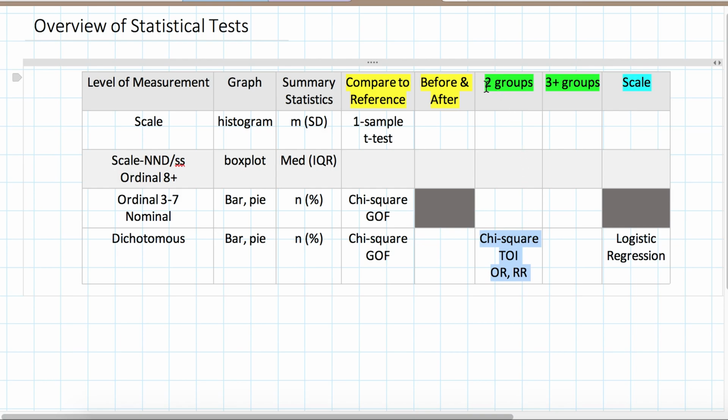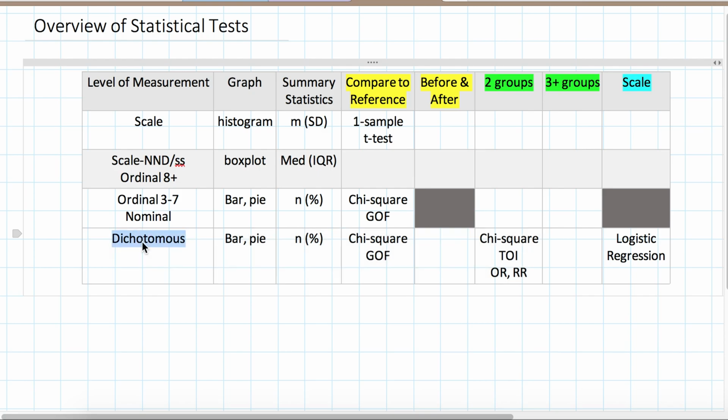And you'll notice in this particular table, this graphic, we are in the column that has two groups, and we're in the row that also has two groups. So that's how to read this table and how these statistical tests are going to be arranged within the table. So I hope this is helpful to you.